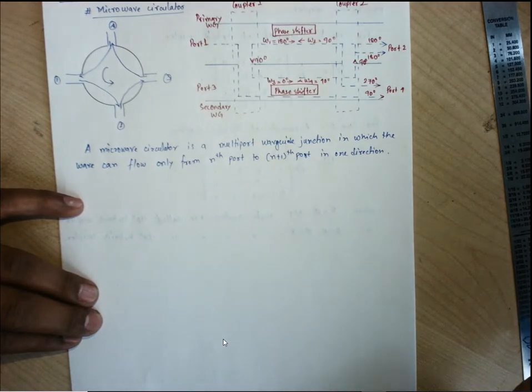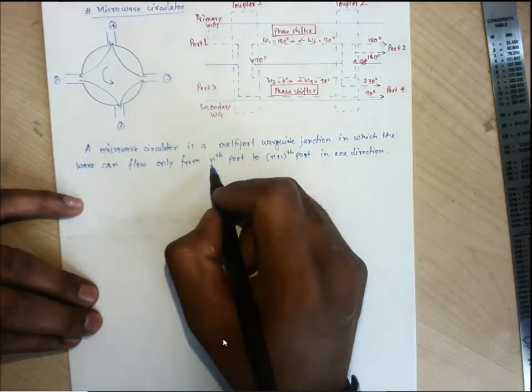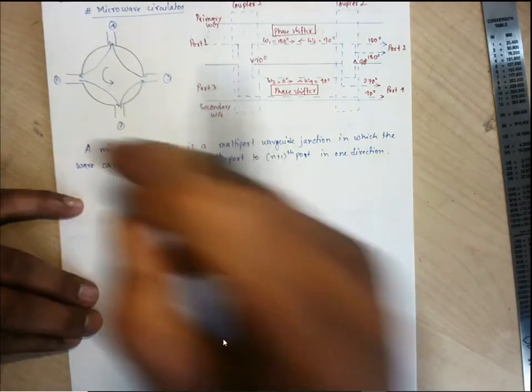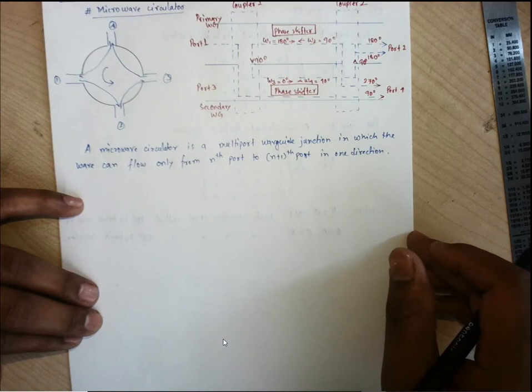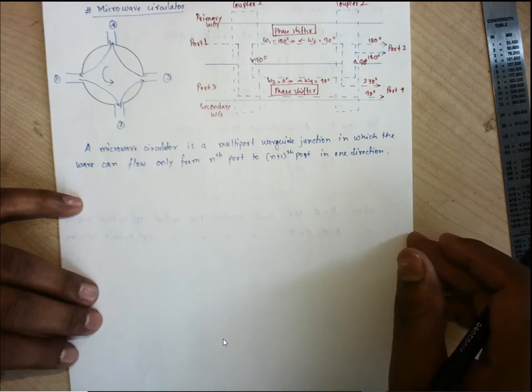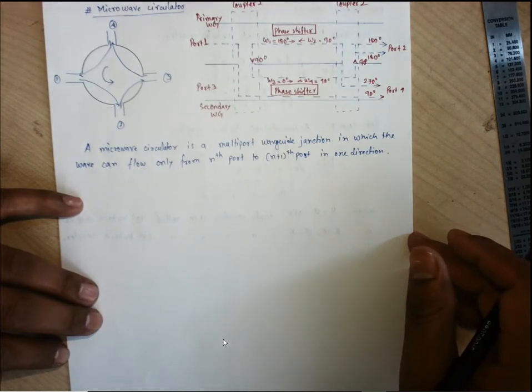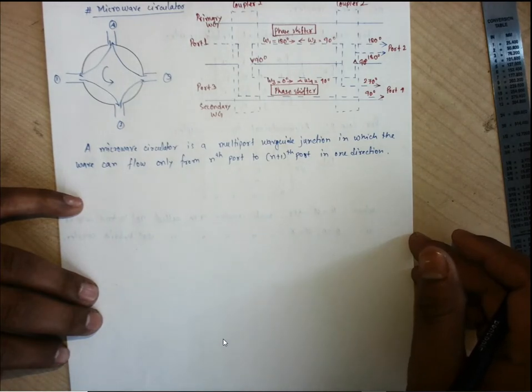So there are any number of ports possible. This n can be any number, but the most frequently used circulator is the 4-port circulator. So one of the simplest designs of this circulator is using two 3 dB side hole directional couplers and rectangular waveguide with two non-reciprocal phase shifters.